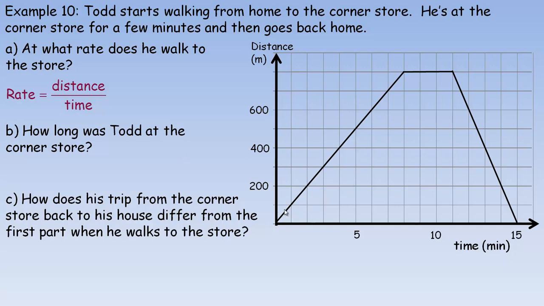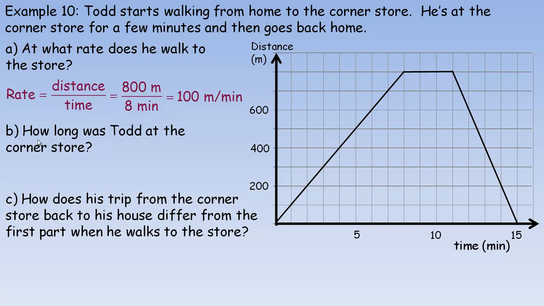So if we look at the entire journey from home up here to the store, to go from here to here, he's traveled 800 meters. Notice every block's 100, so that's 600, 700, that would be 800 there, in 8 minutes. So 800 divided by 8 is 100, so he's actually walking 100 meters per minute. So that's the rate or speed that he walks to the store.